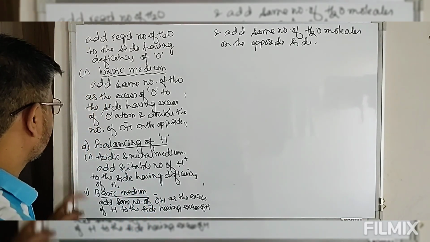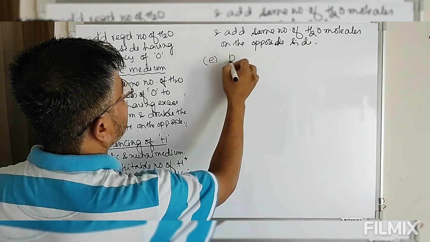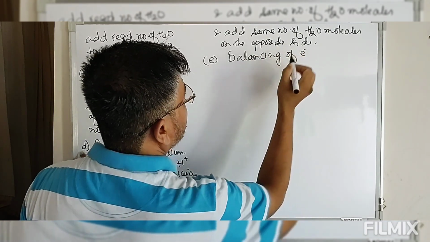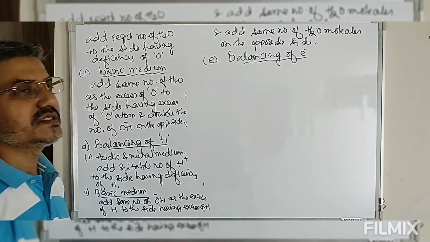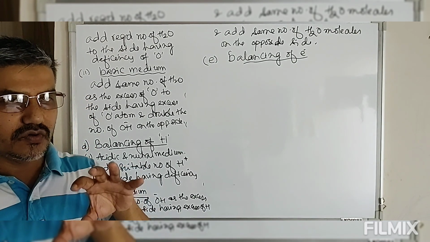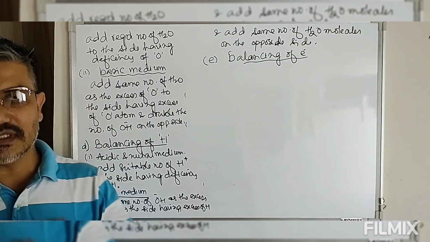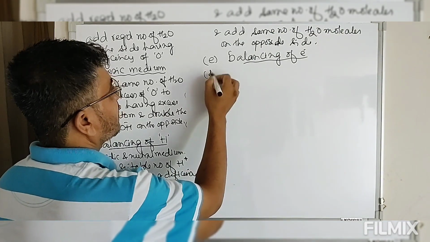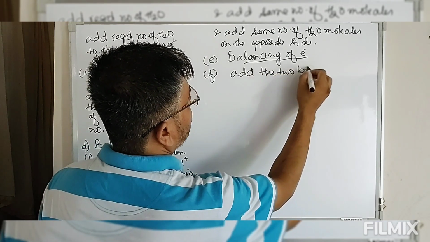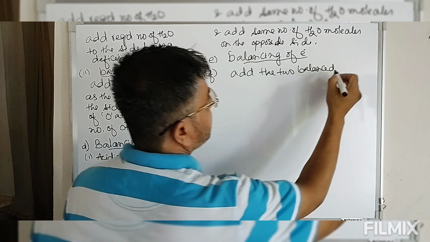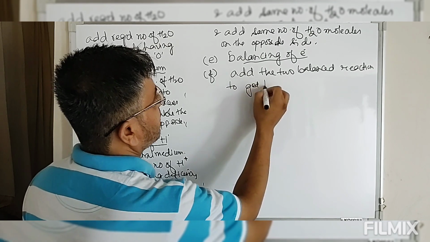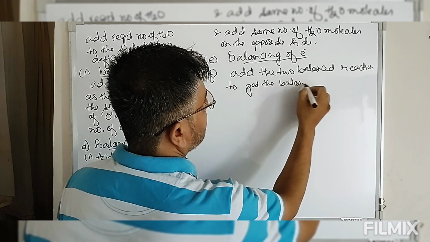So the next step is balancing of electron. Balancing of electron means by use of simple integers we have to balance the electrons. Once we balance the electrons, the next step is add the two balanced half reactions to get the balanced redox reaction.